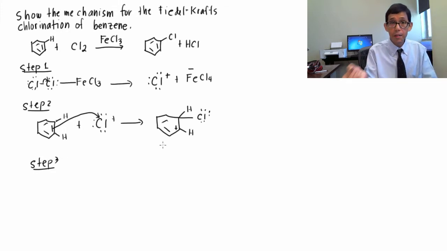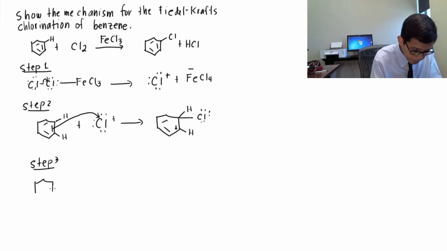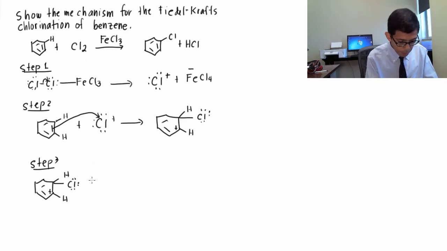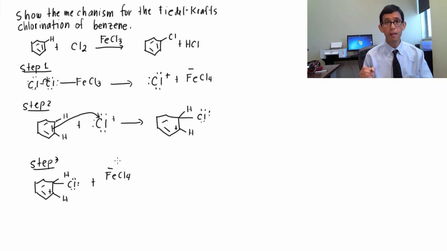The starting material is the product in step 2. H, Cl, you have an H there with a plus charge. Okay, in step 1 we produced FeCl4. So plus FeCl4, which has a negative charge.